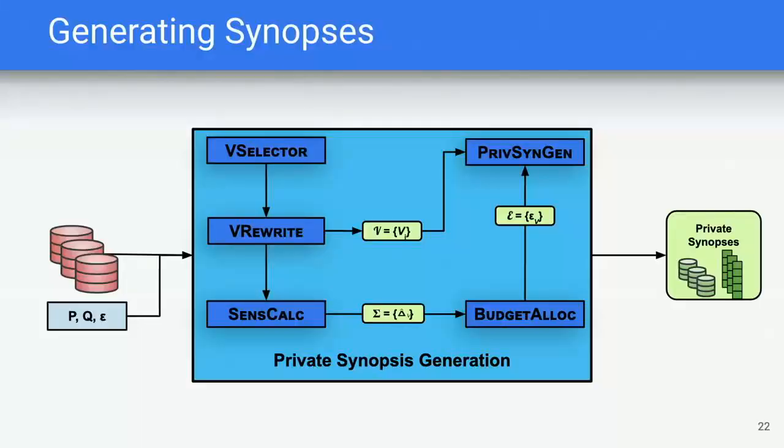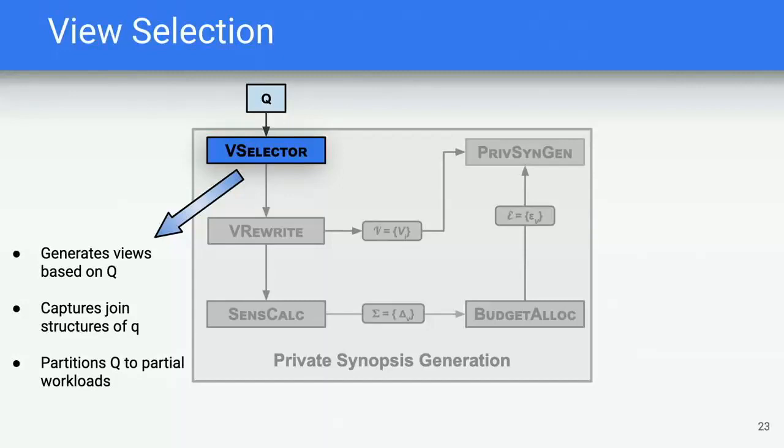Now, for the remainder of the talk, I'm going to talk only about the synopsis generation phase. So it looks kind of like this inside the box. We have five different components, and they all work in tandem to get you from data, privacy requirements and representative workload to private synopses. So let's see how this happens. First, you have our view selector, which takes as input the representative workload and generates a set of views based on this workload. The main idea here is that for each query of the representative workload, we want to capture its join structure and have a view that encodes this join structure.